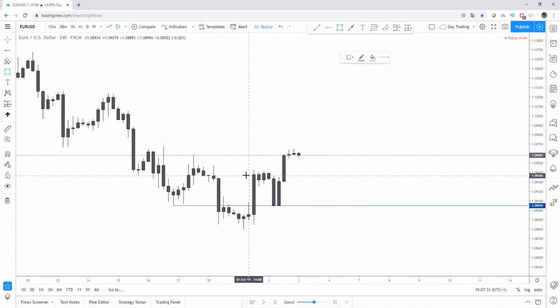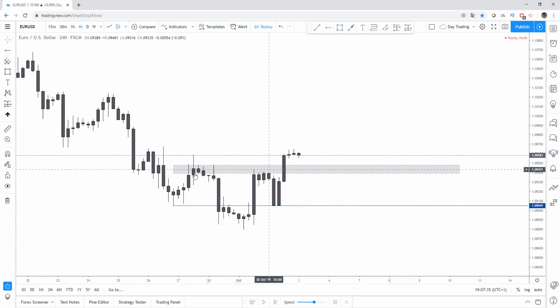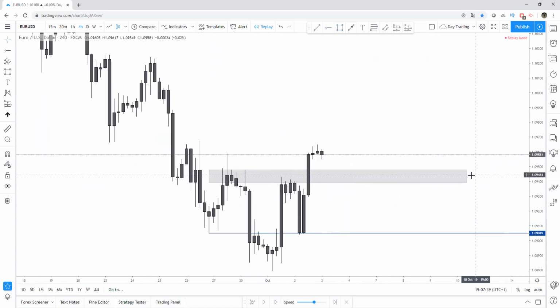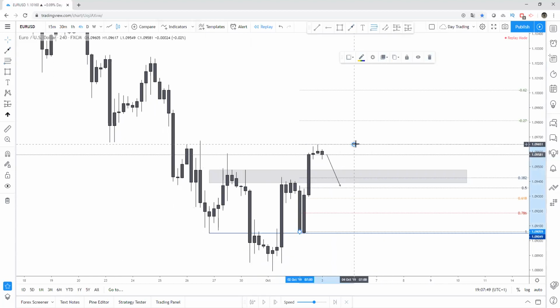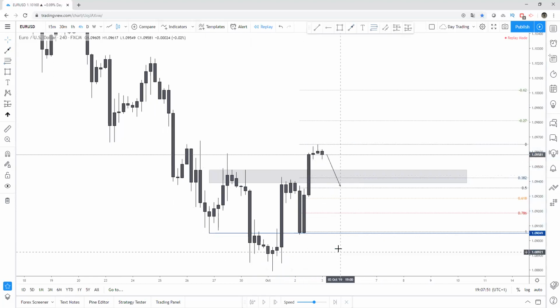So what do I wait for after this? Well, I plot some zone like this just to know that price has broken above structure. And as always, I keep repeating myself every single day: wait for pullbacks, wait for pullbacks, wait for pullbacks. Again, here I'm waiting for a pullback. Will it be a Fib level? Let's plot the Fibonacci, or just this zone.